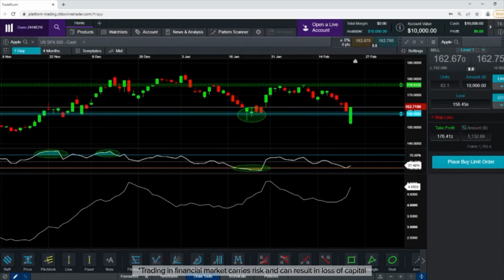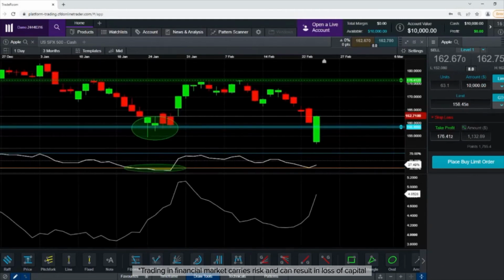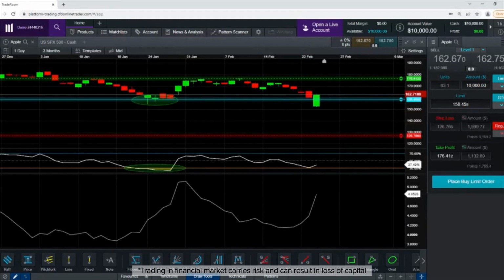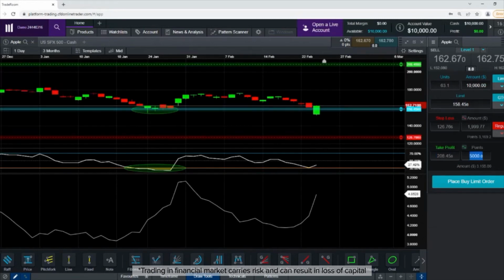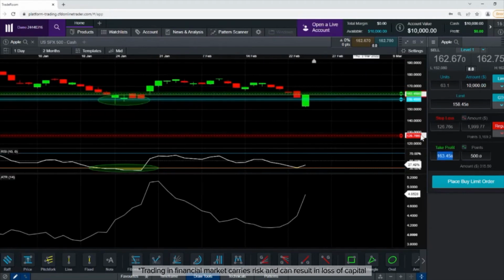shows us how many dollars an instrument can move in that given time frame. So I'm looking at a daily chart. So I know on a daily time frame, Apple can move about $4 to $5 a day, right? So what I do is I look at take profit. I'll be buying it at 158. Keep a take profit of $5.